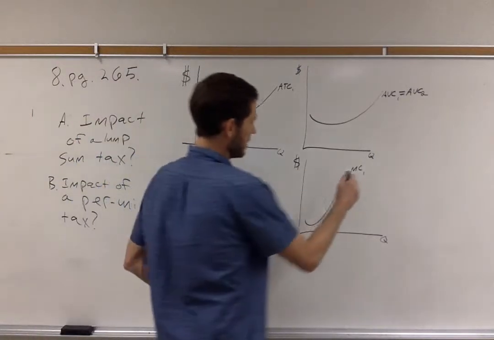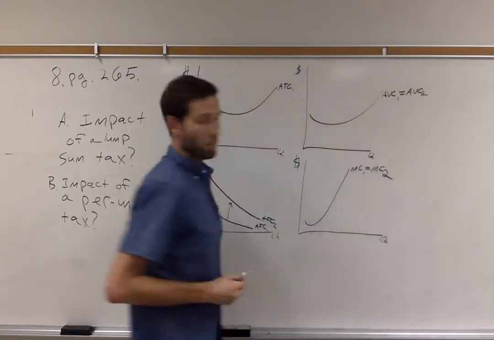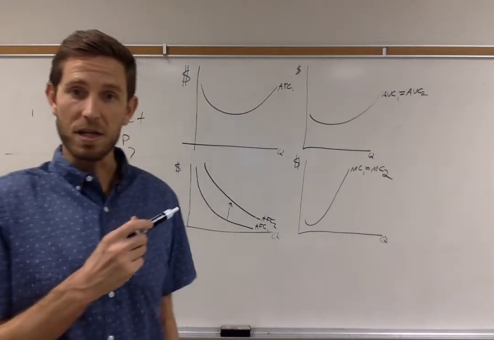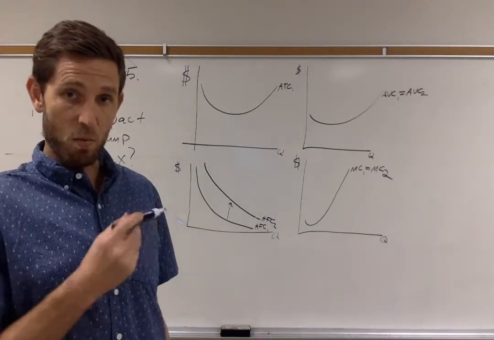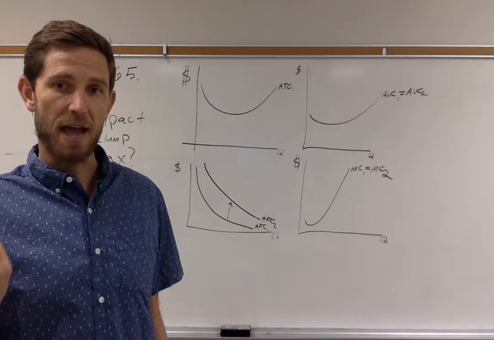Well, once again, this one should not shift. MC1 should equal MC2. It doesn't cost this company any more at the margin to make one more burger if they're paying that $300 lump sum tax up front.